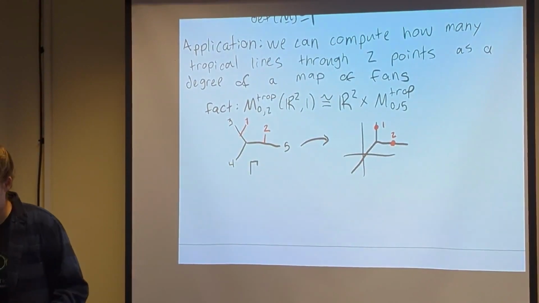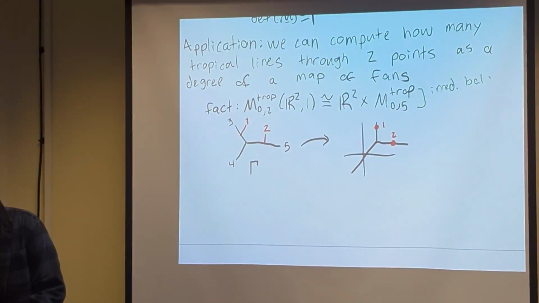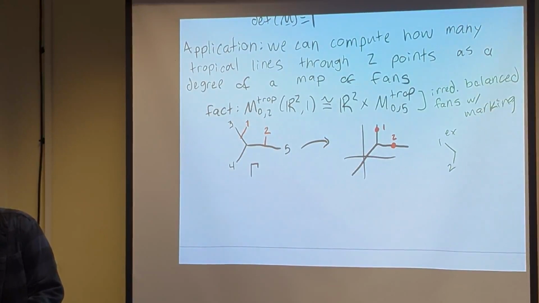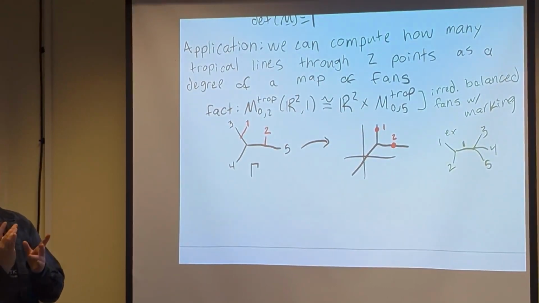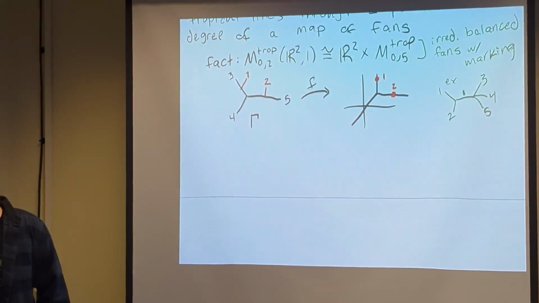In the right-hand side, it's R2 cross M05 trop, and M05 trop consists of irreducible, balanced fans with a marking. So for example, 1, 2, 3, 4, 5, where our marking is the length of the middle. And so those two things are isomorphic, and we're going to use that. We're not going to prove that they're isomorphic.